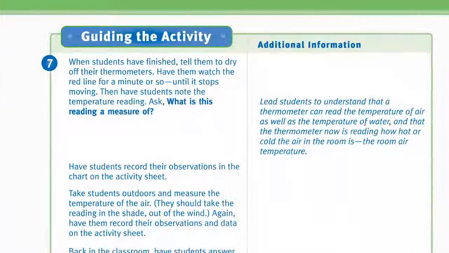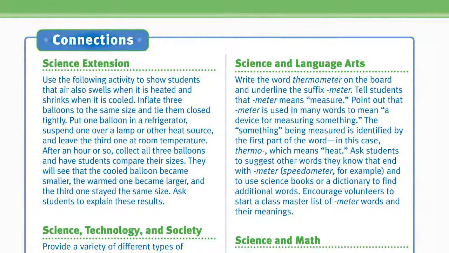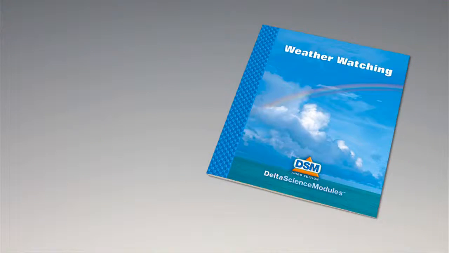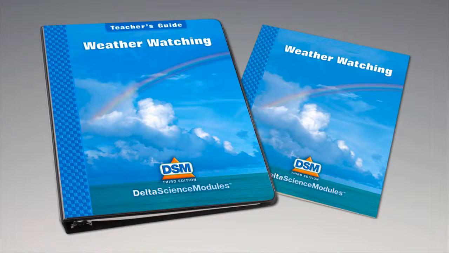Each day, you could have students monitor the weather around the country and record their findings on the map. You could also use a different color marker each day to show how weather moves across the country. For science background, reinforcement activities, curriculum connections, and information about the Delta Science Reader, please consult your DSM Teacher's Guide.